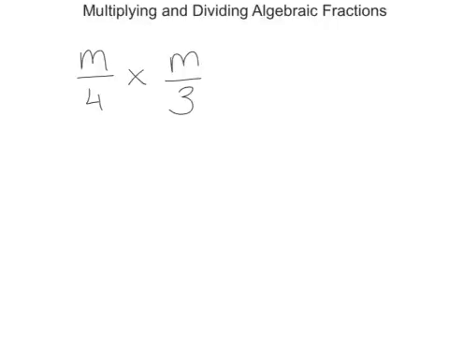Next, we're going to be looking at multiplying and dividing algebraic fractions. Now, these follow the exact same rules as multiplying and dividing numerical fractions. So I'm just going to multiply that top line. M times m makes m squared, and 4 times 3 makes 12. So my answer is m squared over 12.